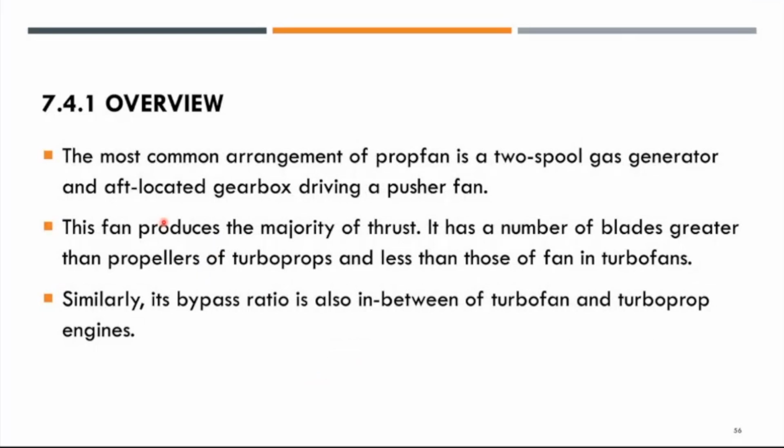The most common arrangement of a propfan is a two-spool gas generator and aft-located gearbox driving a pusher fan. So this fan produces the majority of the thrust. It has a number of blades greater than the propellers of a turboprop and less than those of fans in a turbofan. So similarly, its bypass ratio is also in between turbofan and turboprop engines.